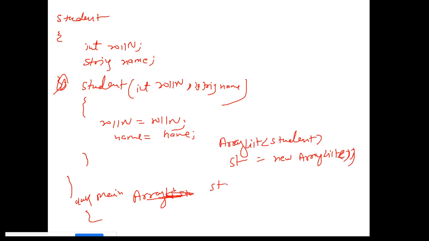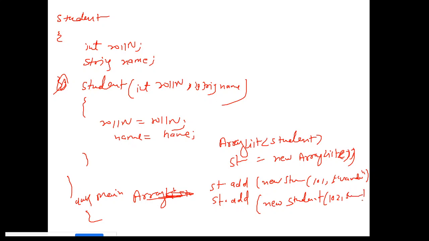Here you want to add a student, new Student with 101 and the string value Vandan. Then st dot add new Student 102 and, suppose, Sumit. So once you add a new object, you can see the new Student constructor is getting passed and the new student is added.